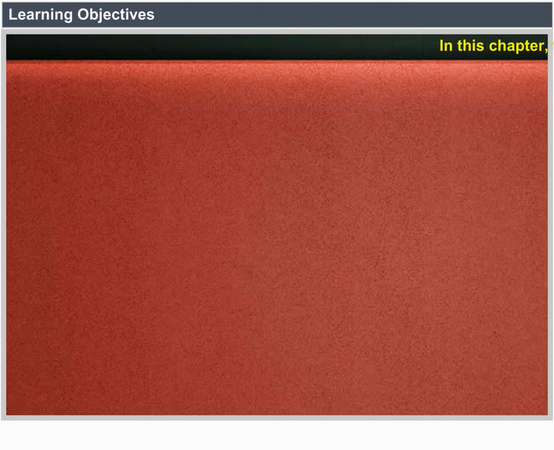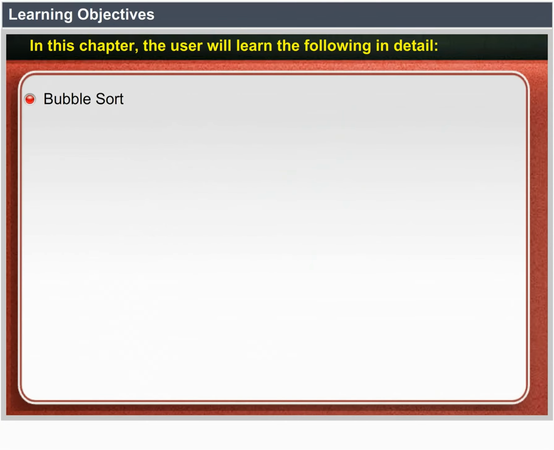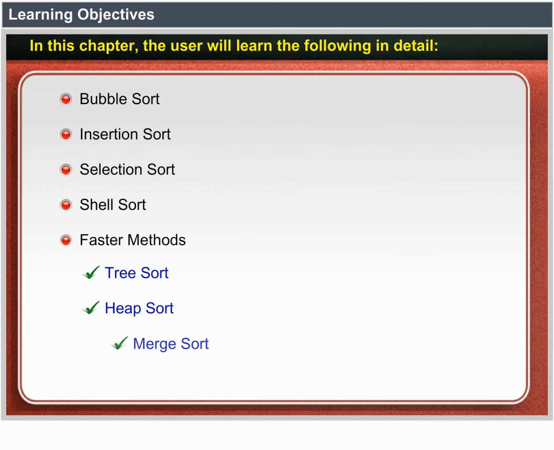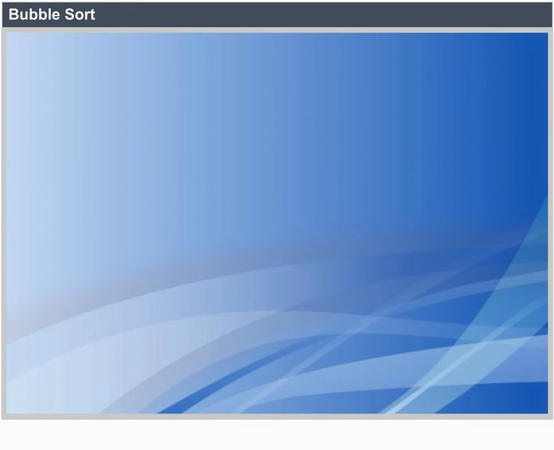Learning objectives. In this chapter, the user will learn the following in detail: bubble sort, insertion sort, selection sort, shell sort, faster methods, tree sort, heap sort, merge sort, quick sort, linear time sorting, counting or enumeration sort, radix sort, bucket sort.